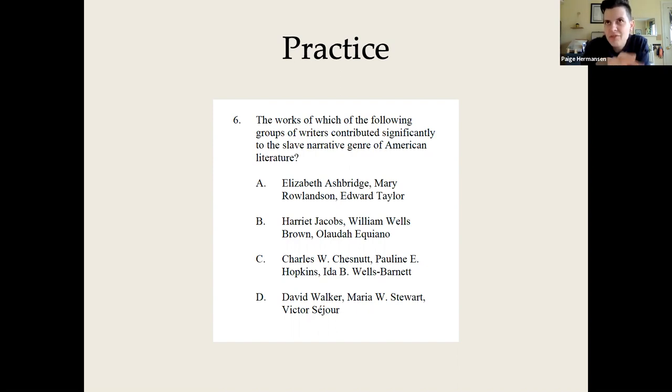Ida B. Wells-Barnett was a famous investigative journalist in the early 1900s. She was a Black woman who looked at issues around racism. So it's trying to pull you away based on, oh, I think I know that name, right? But you only need to know one name, even if you don't know William Wells Brown or Olaudah Equiano, I think that's pronounced. Interestingly enough, that was the first slave narrative in North America. But anyway, you only need to know one point of reference from a class that you're looking at to get that answer correct. Anyway, so that's sort of an outlier, but okay.